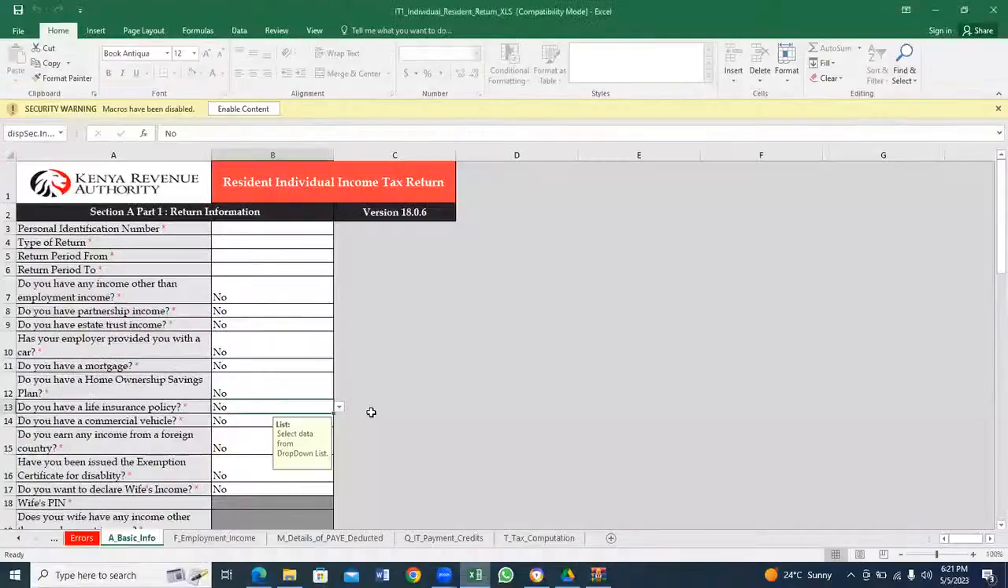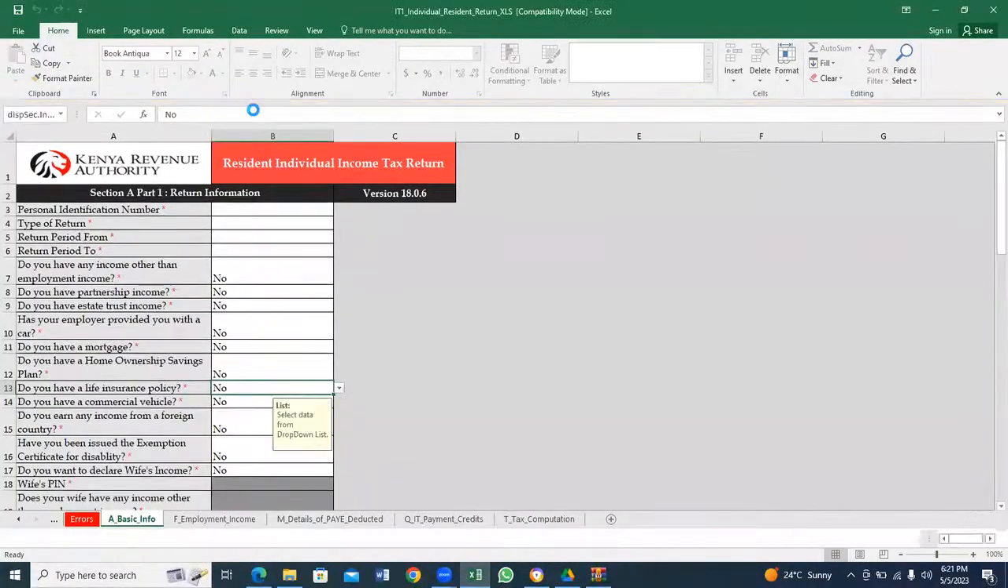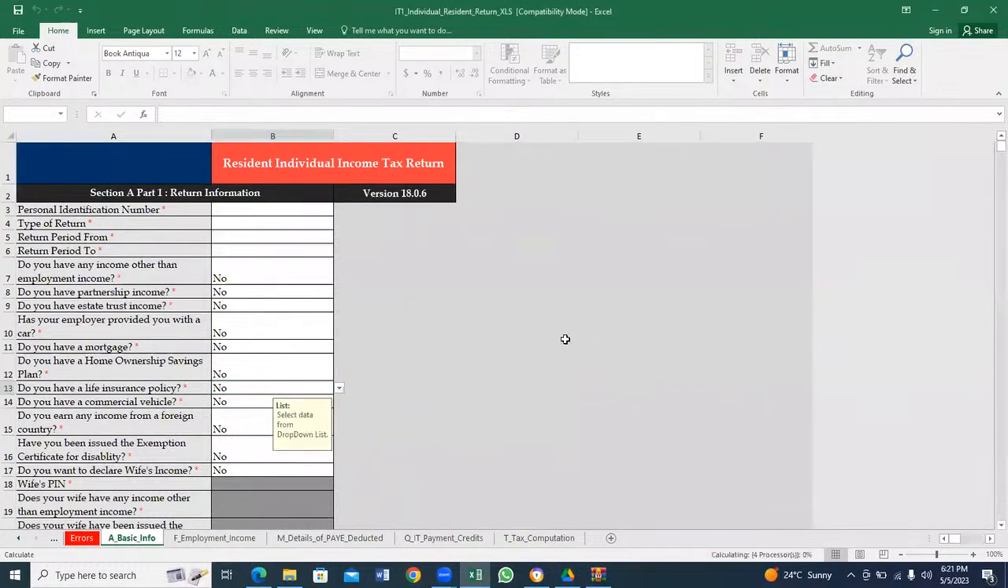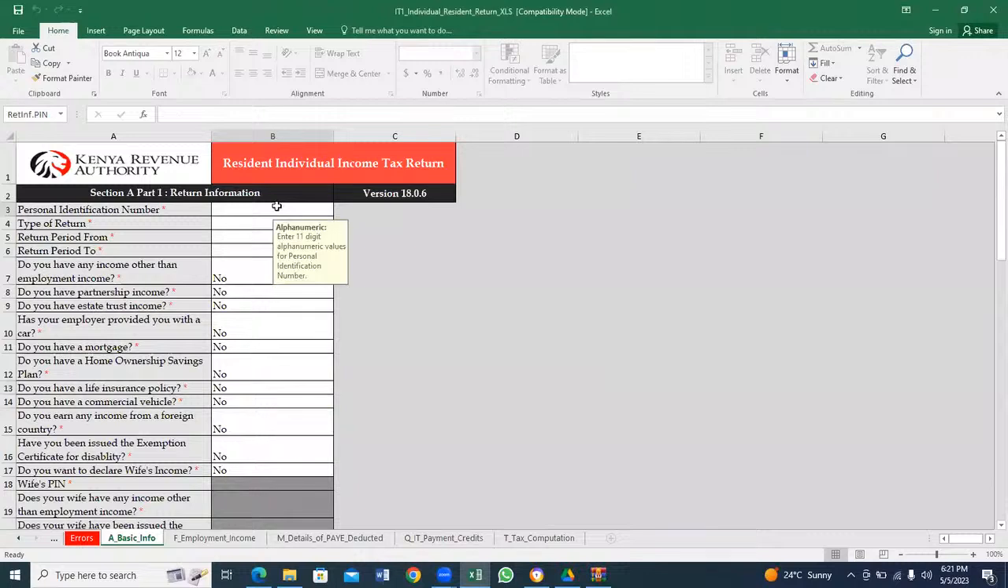Okay, so let's populate this return. Remember this is an individual who has a lot of details to feed in this return. So let's start with the most basic information, where we are assuming that the individual does not have a mortgage, does not have NHIF, does not have insurance. We are filing as if this person does not have any of those things.